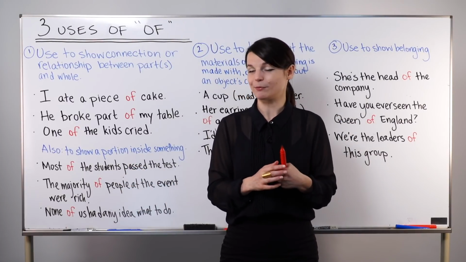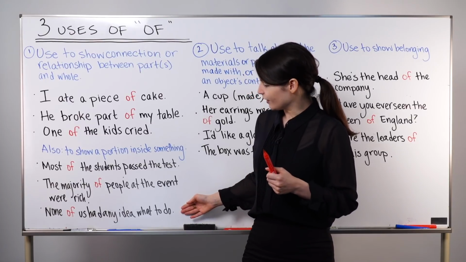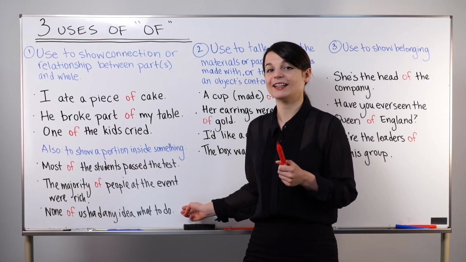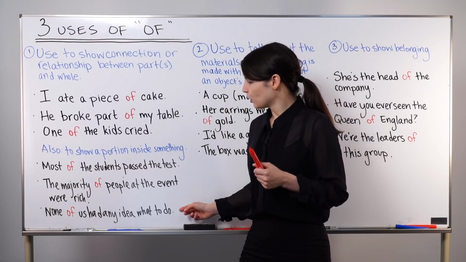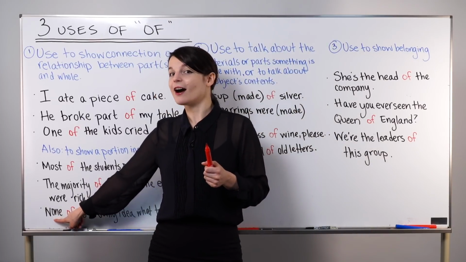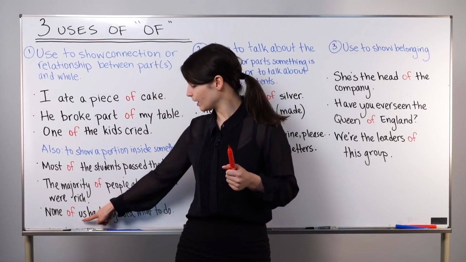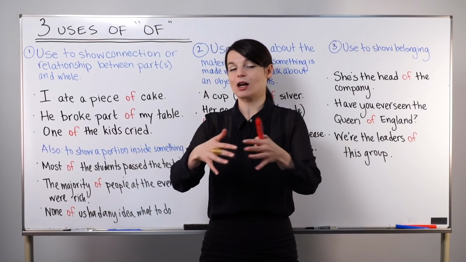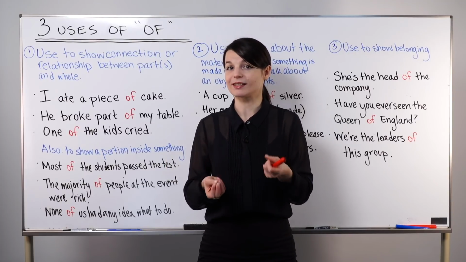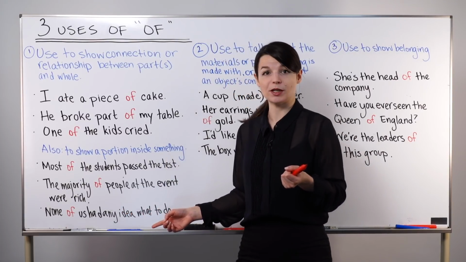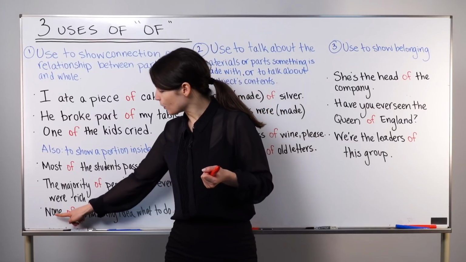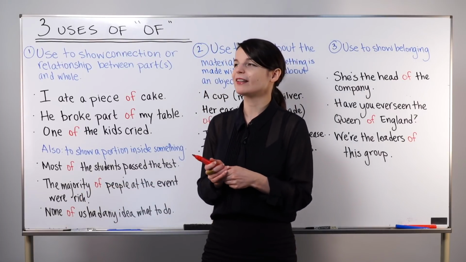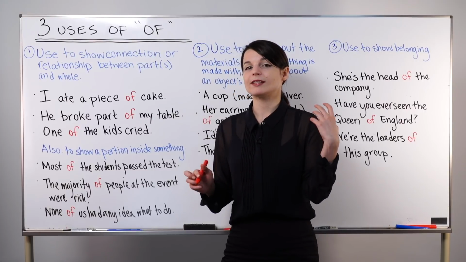Okay, one more example of this. None of us had any idea what to do. So here, we're showing zero, none of us. So us, because we're using us, it refers to a group. That means nobody inside our group, no people, zero people inside our group had any idea what to do. So we connect this with none of us. So we wouldn't really say zero of us. It wouldn't sound so natural. We would say none of us.